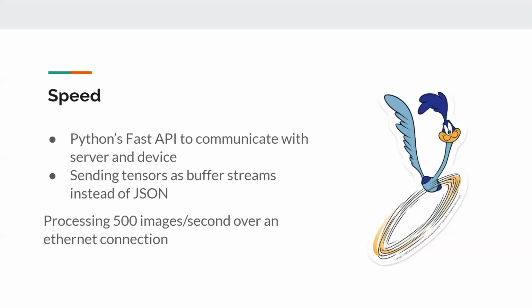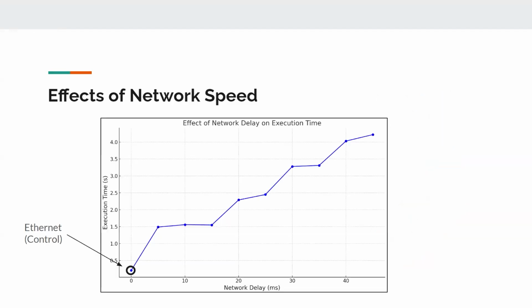So in our project, speed is also really important because we're transferring a lot of data between the client and server. So to make speed a priority, we used Python's FastAPI to communicate really quickly between our server and device. And we're also sending our data and tensors as buffer streams instead of the industry standard of JSON. And both of those combined increase our performance by over 100 times, which allows us to process 500 images per second over an Ethernet connection.